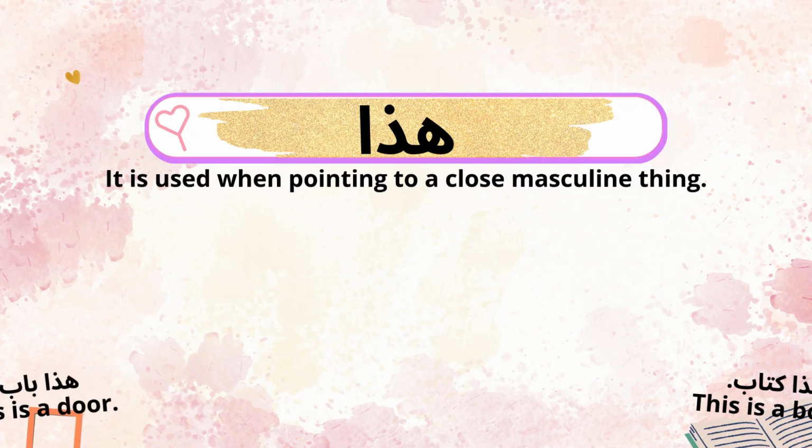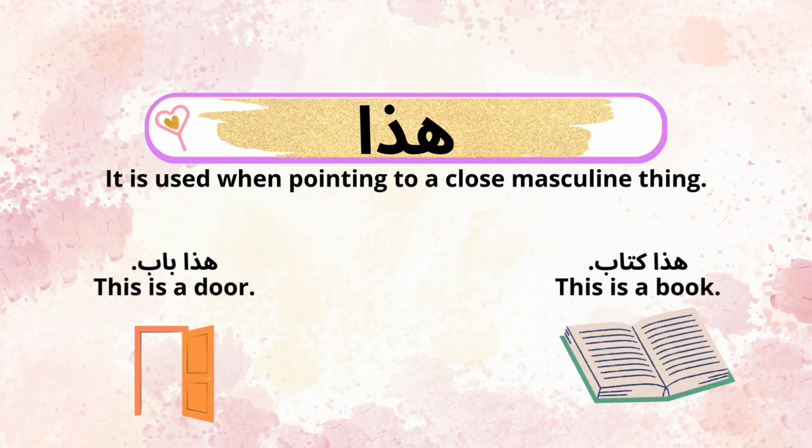Let's start with هذا. It is used when pointing to a close masculine thing. For example, هذا كتاب. This is a book. We find kitabun is a masculine word because hada is only used with masculine words.